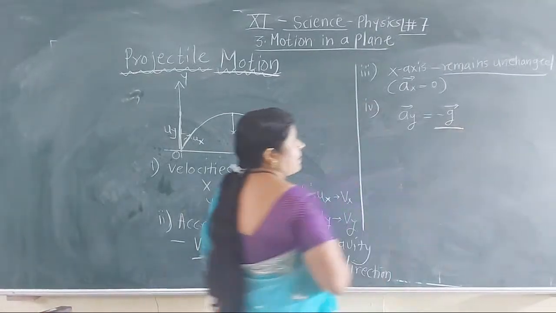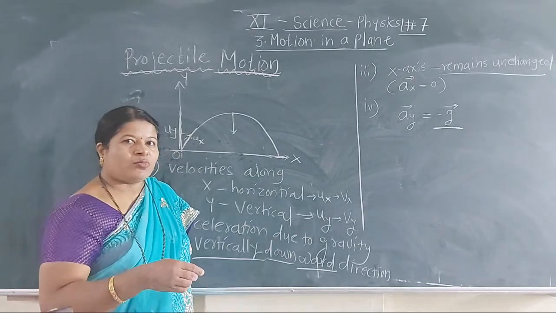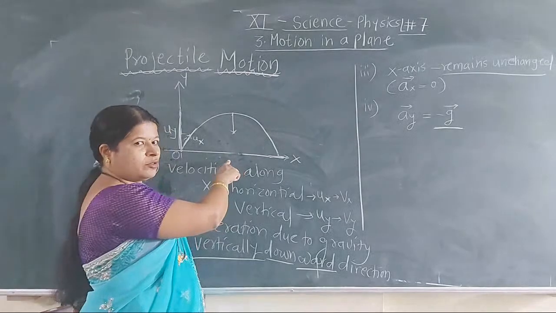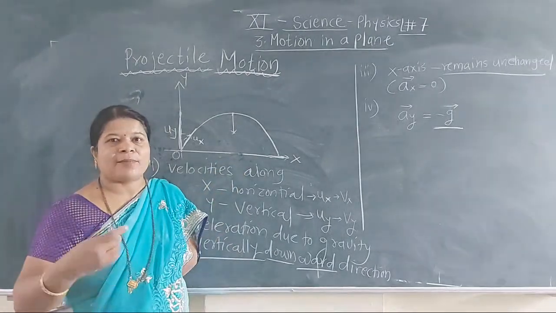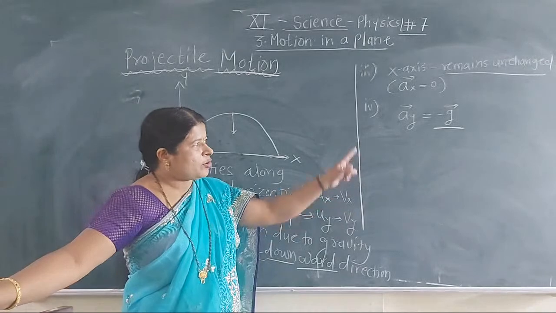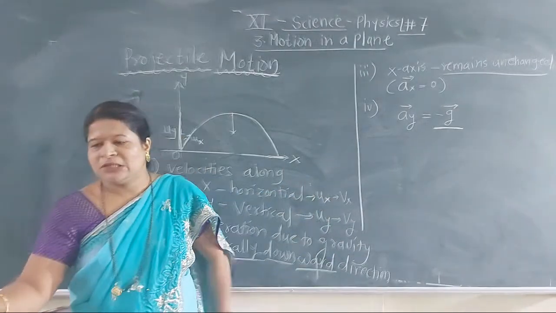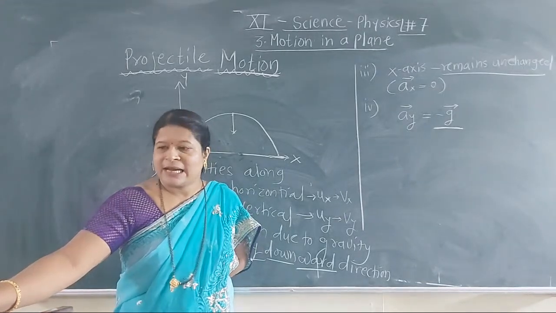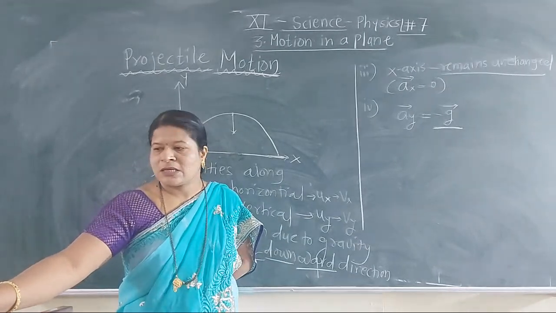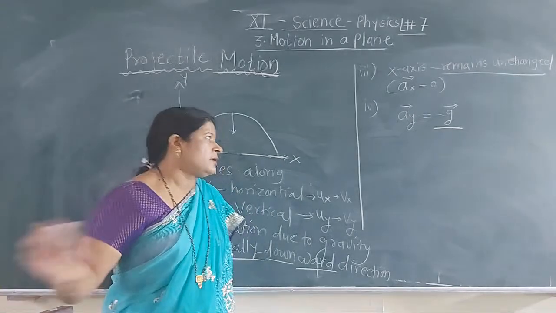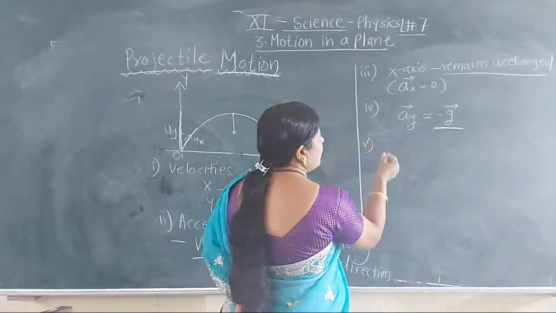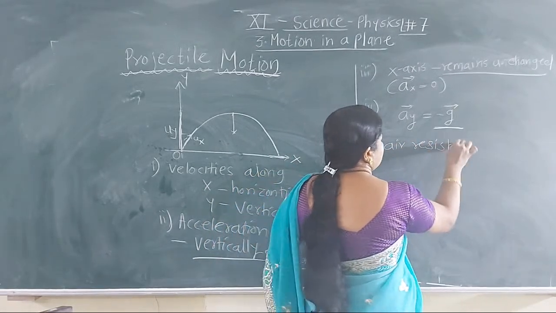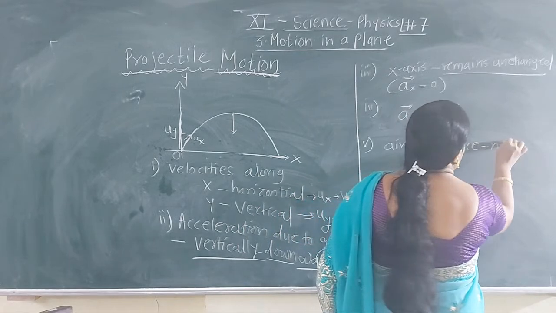Minus g, why is the minus value taken? Because the object is coming in the downward direction, that means opposite to gravity, therefore we can take it as minus g, being the downward acceleration due to gravity. Retarding force like air resistance is neglected. Retarding force on the object, that is air resistance of a projectile, is negligible.